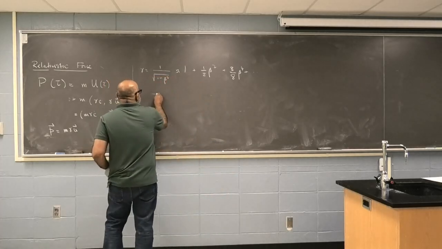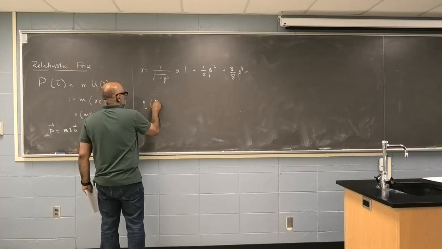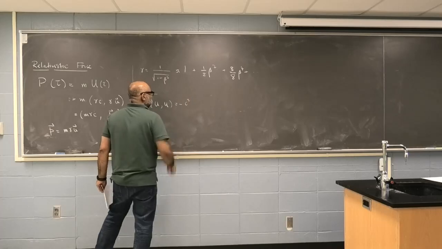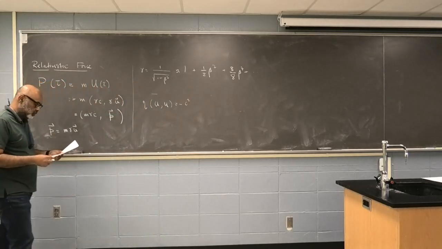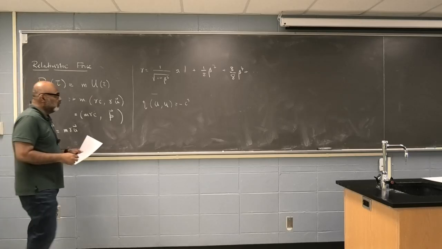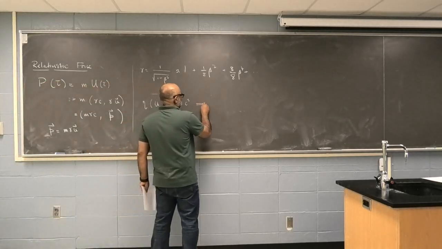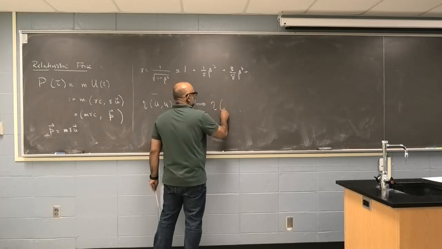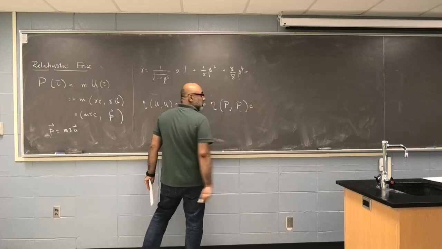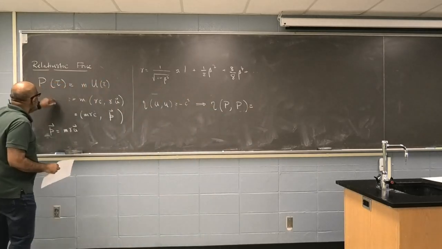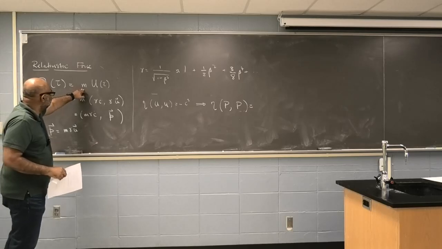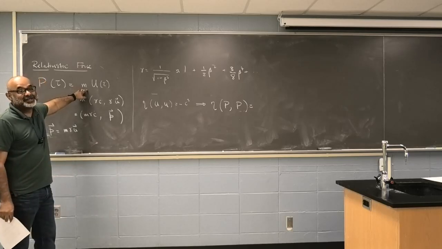Okay. Then we have seen u dot u equals minus c squared. Correct? Therefore, what is p dot p? You tell me. It'll just be mc squared.